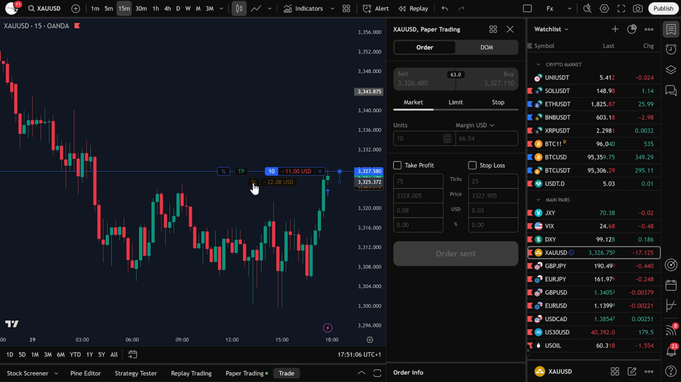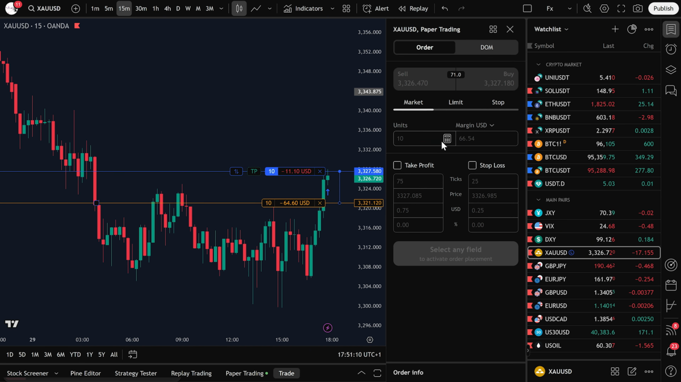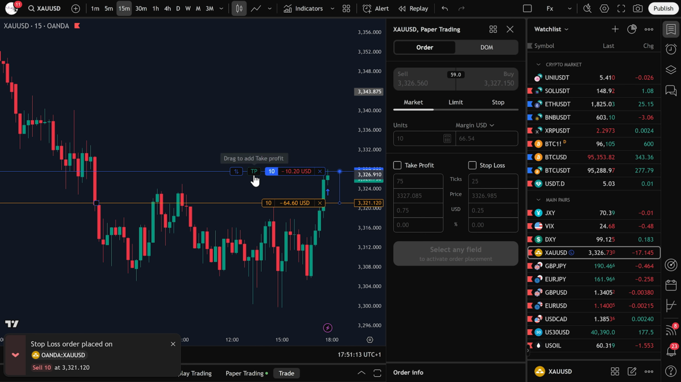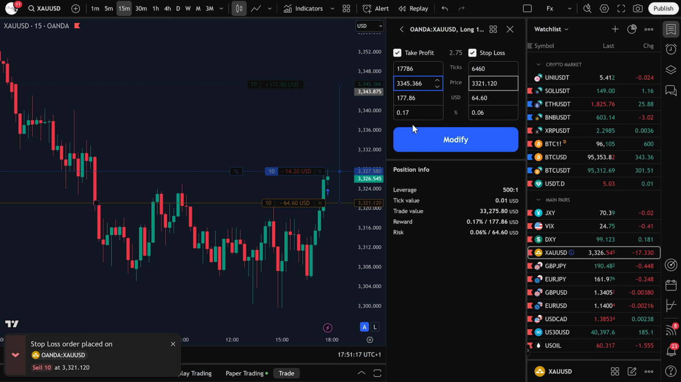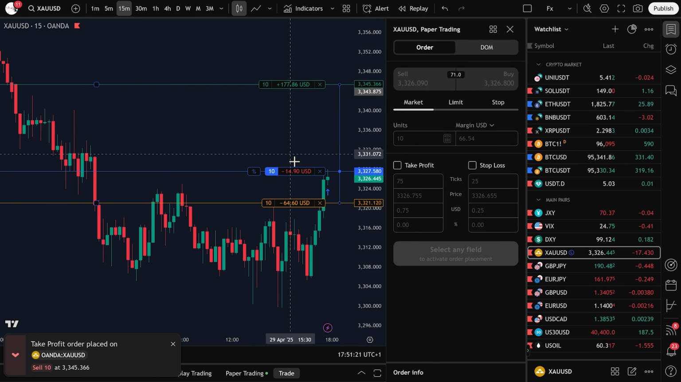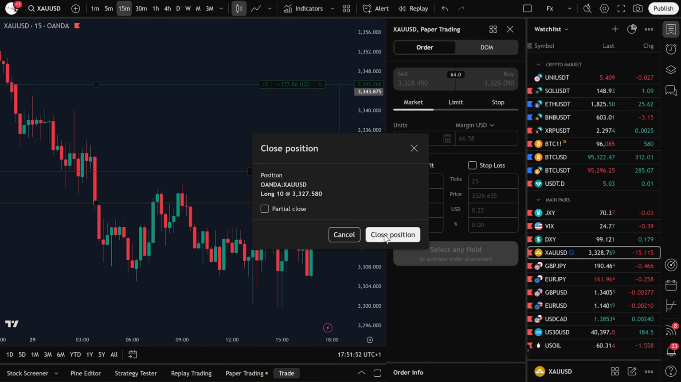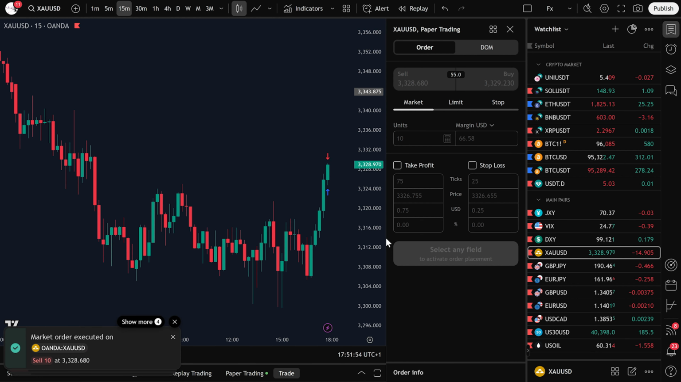Next, let's set our stop loss and take profit. To set a stop loss, just drag the stop loss line below your entry point and click Modify. To set a take profit, drag the take profit above your entry point and click Modify. And that's it. You're now properly managing your risk on this trade. If you want to close the trade, simply click the Close button right here and confirm by clicking Close again. The trade will exit immediately.